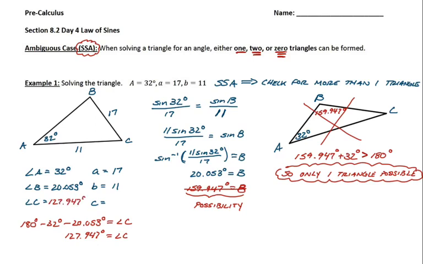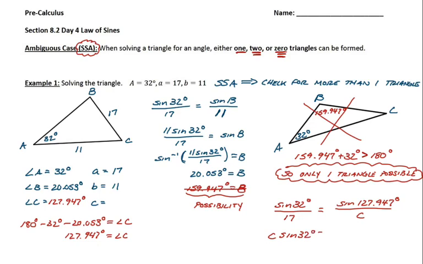So I found angle C, and then I'm going to find side C using the law of sines again. So my setup would be sine of 32 over 17 equals sine of 127.947 over C. And you could use the information for B, right? You could set up the law of sines using B, but I typically use the given information. That way I'm not trying to operate with my angle that I found, just in case I was off by a few decimal places or I typed it in my calculator wrong, I could still possibly get my information for C correct.